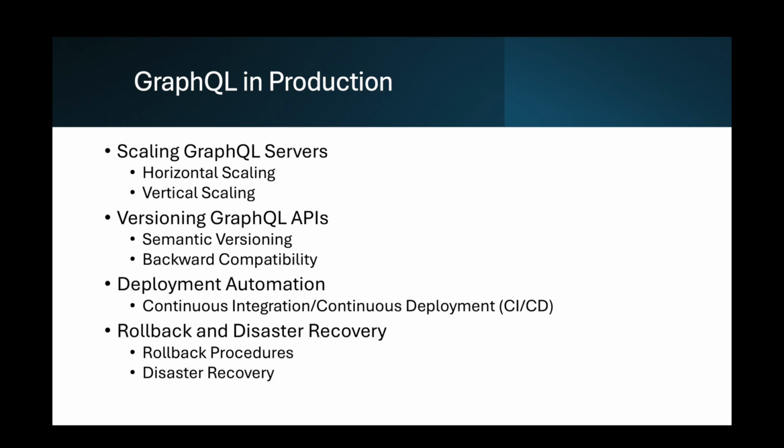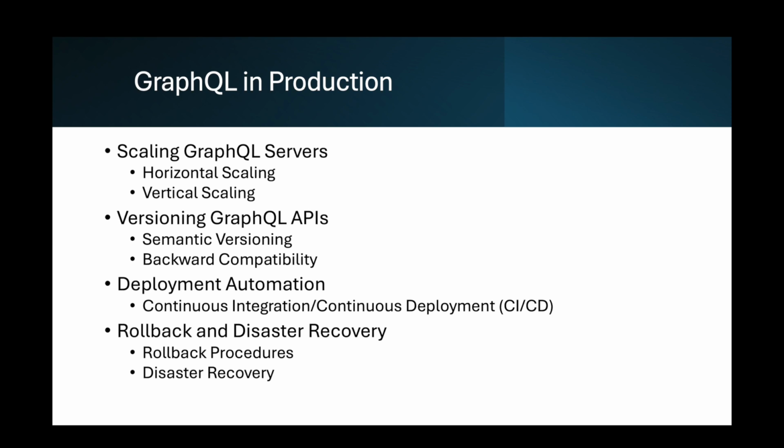What are the strategies for scaling GraphQL servers? As I mentioned, there are two of them: horizontal scaling and vertical scaling. With horizontal scaling, you scale your GraphQL server horizontally by adding more server instances behind a load balancer to distribute incoming requests across multiple servers.